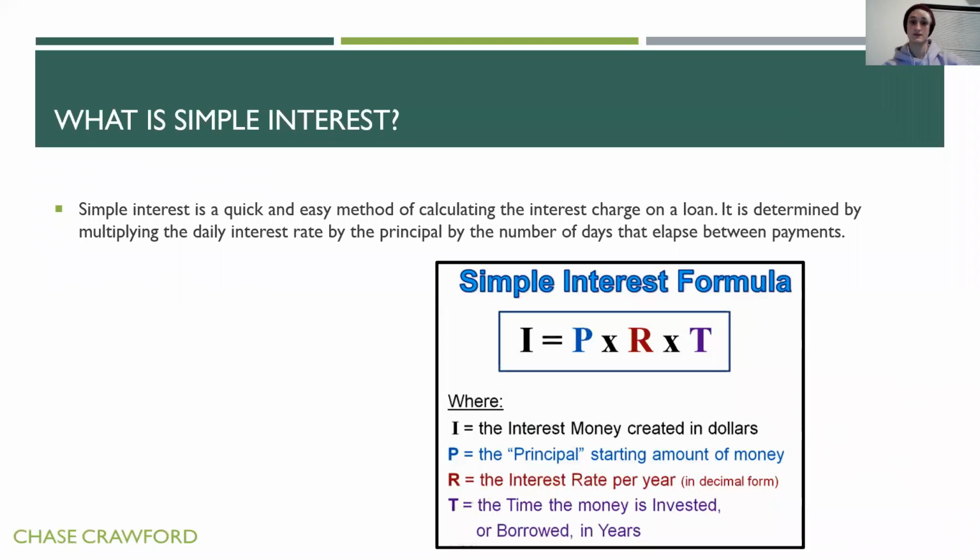Simple interest is I equals P times R times T, where I is the interest money created in dollars, P is the principal or starting amount of money, R is the interest rate per year in decimal form, and T is the time money is invested or borrowed in years.